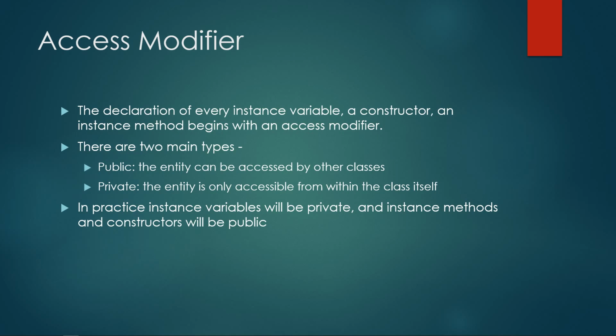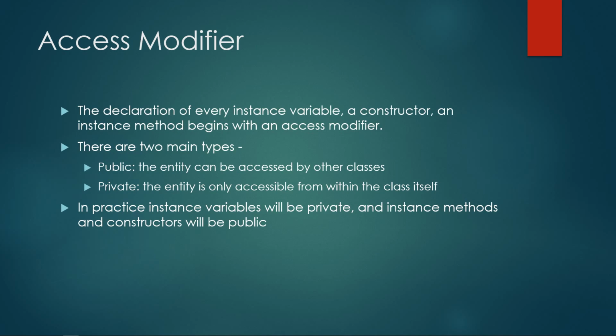Access modifiers. The declaration of every instance variable, constructor, and instance method begins with an access modifier. There are two main types, public and private. Public means that the entity can be accessed by other classes, whereas private means that the entity is only accessible from within the class itself. In practice, instance variables will be private and instance methods and constructors will be public.